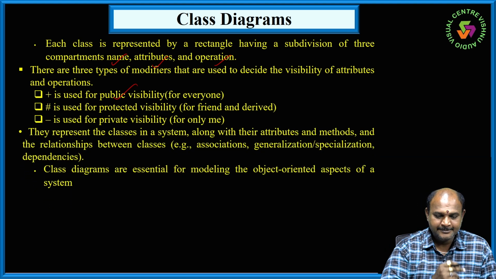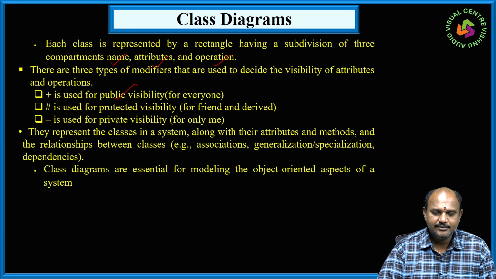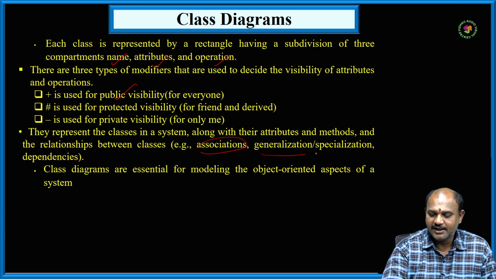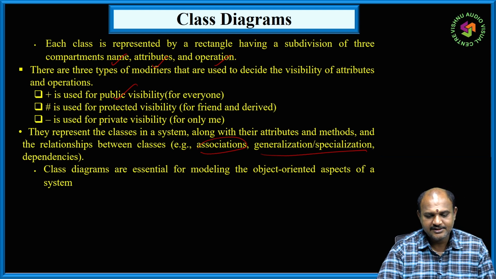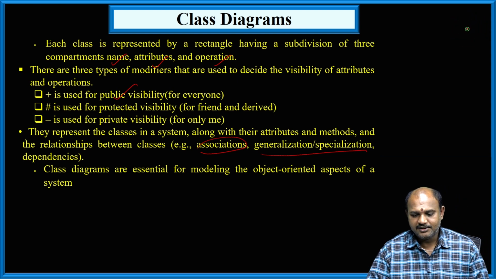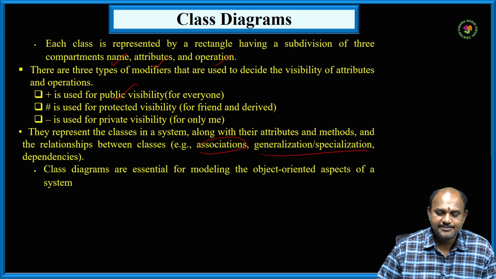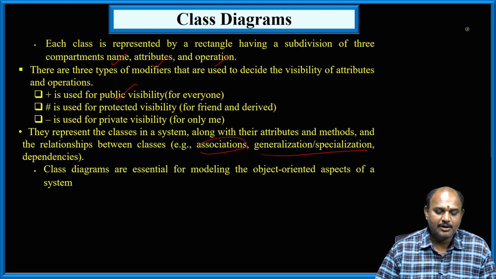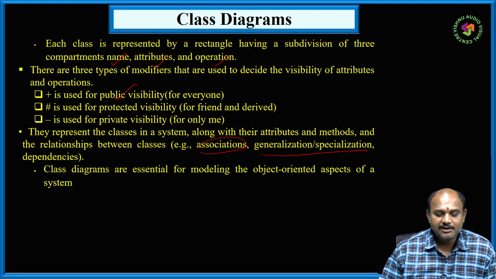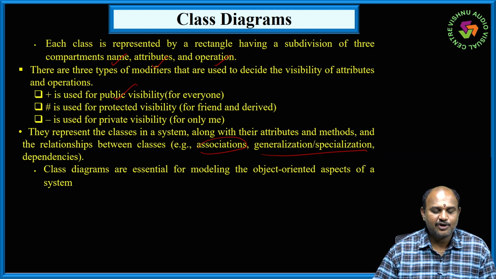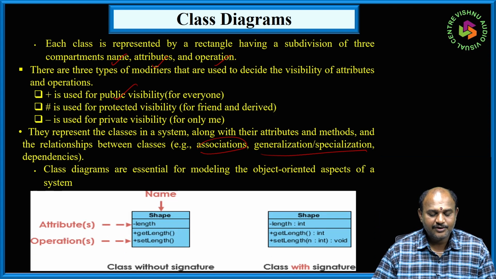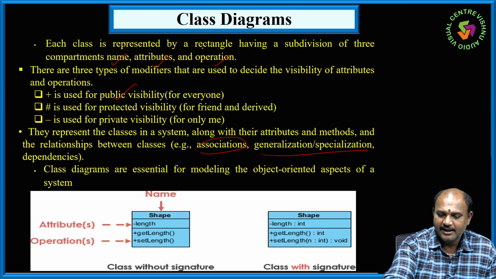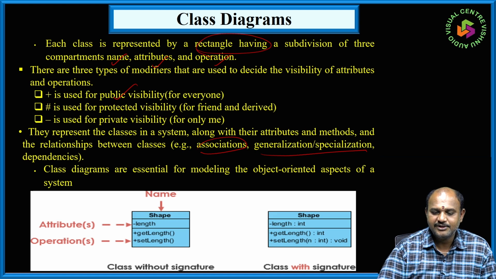Coming to this, some relations are there between the classes. We have association, generalization and specialization, and dependencies. These are the relationships you can use in the class diagram. Next, the class diagrams are essentially modeling the object aspects of the system. So here I am going to consider this diagram. It is a rectangle.